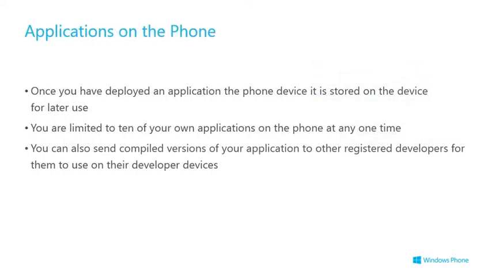So your target device, whether that's an actual device or an emulator. And so applications are on the phone. Once you've deployed an application onto a developer unlocked phone, it's installed alongside other apps that you install on the phone through normal channels as well as the marketplace. You can also send your XAP file that you've created, the app, to other developers. Yeah. For them to install.